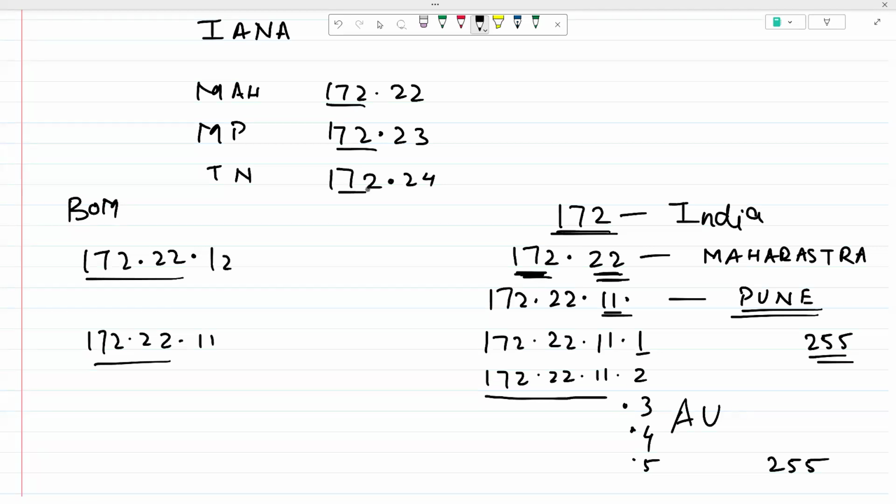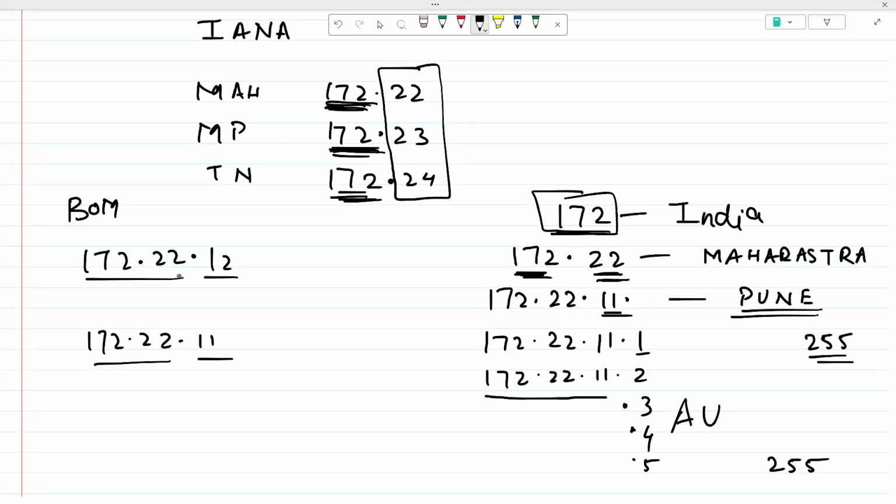If you see from different states' perspective, the first octet is the same, 172. Sorry, in India, all the IP addresses will start with 172. Then the second octet will have different numbers based on different cities. However, their first octet is common because they belong to India. Then based on cities, they will have different numbers in the third octet.